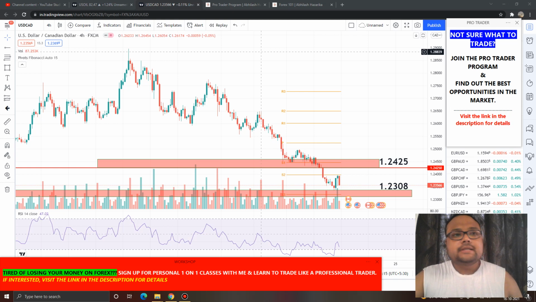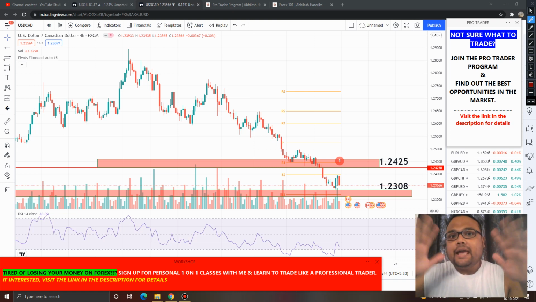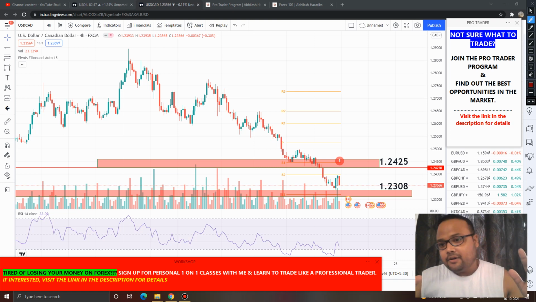Looking at the present chart of USD CAD, I see only two trading opportunities. The first trading opportunity is shorting the market at the 1.2425 level, because the market is in a downtrend, and in a downtrend market the best trading opportunity is always near the resistance. But you can see that there is a kind of free fall in the market, and we do not have any proper resistance right now.